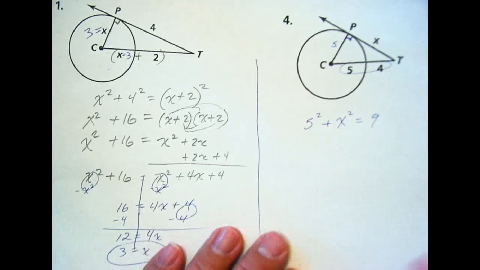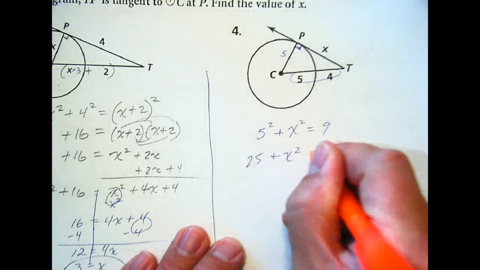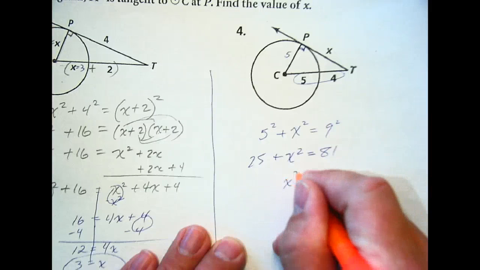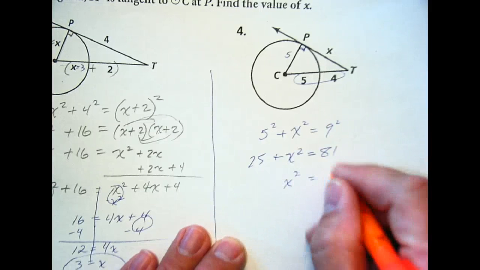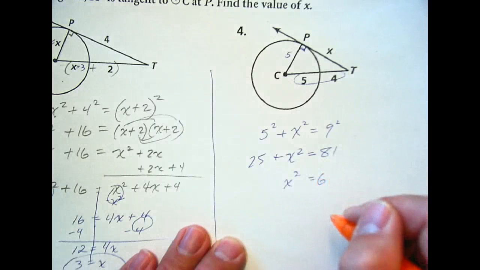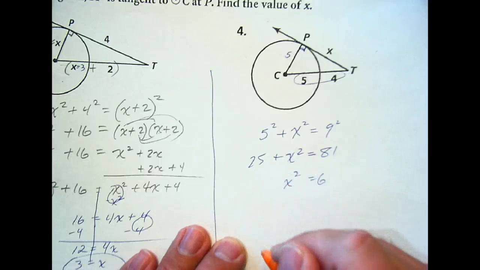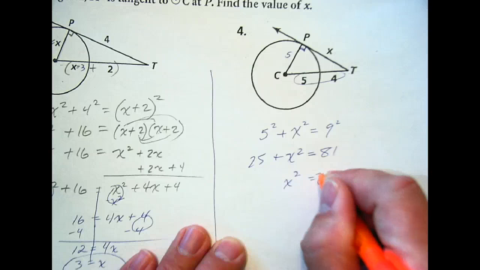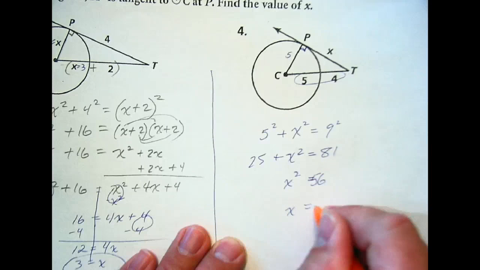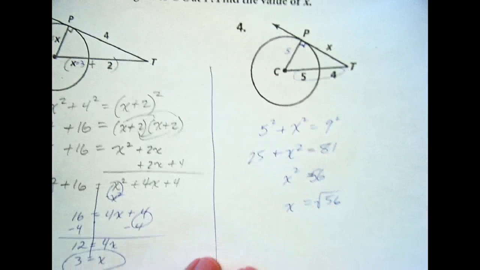So 5 squared is 25 plus x squared equals 9 squared, which is 81. X squared, subtract 25 on each side, is equal to what? 56? Okay. And take the root. X is equal to root 56. Now remember, you do plus minus, but the minus doesn't matter because it's an actual length.